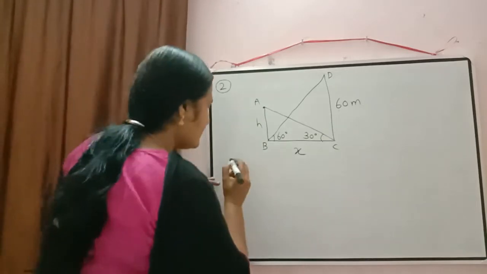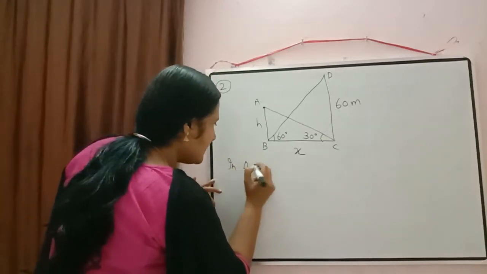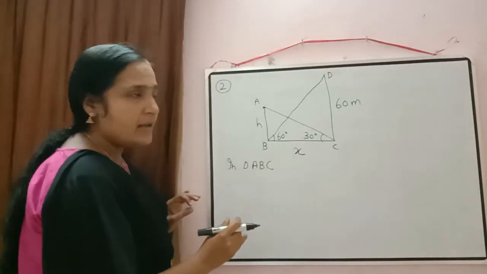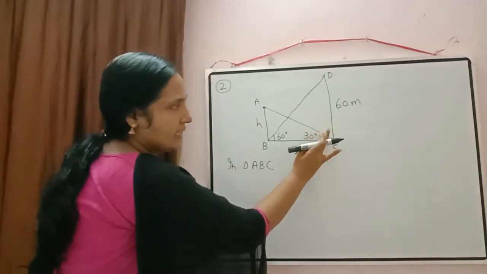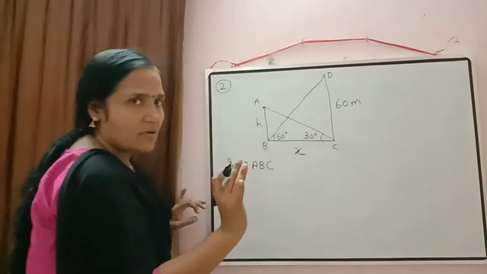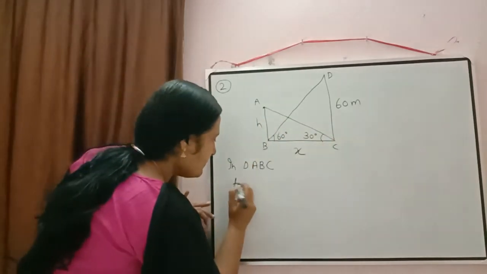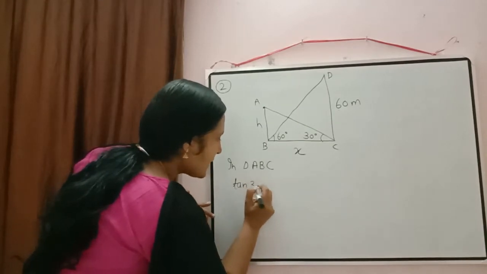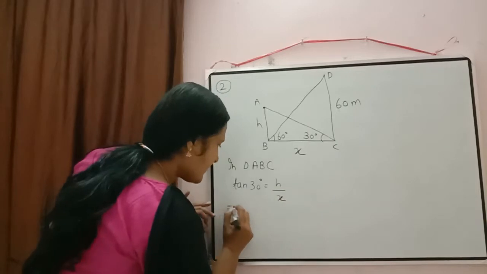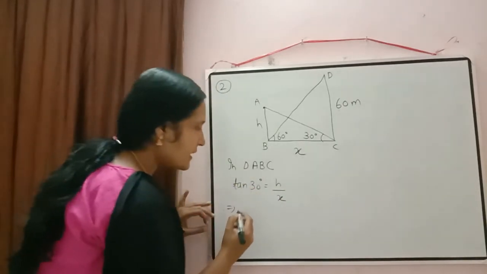So just write down, in triangle ABC. In triangle ABC, what is the angle we have? 30 degree here. The opposite side we have to calculate, and the adjacent side we also don't know. So what will come in that triangle? We will get tan 30 degree is equal to h by x. And what is the value of tan 30 degree?